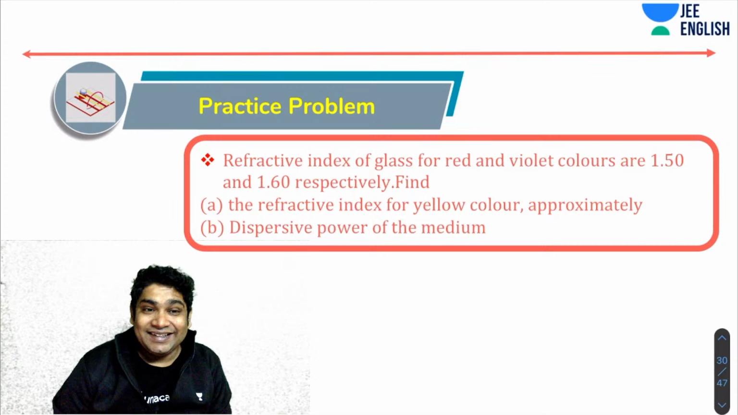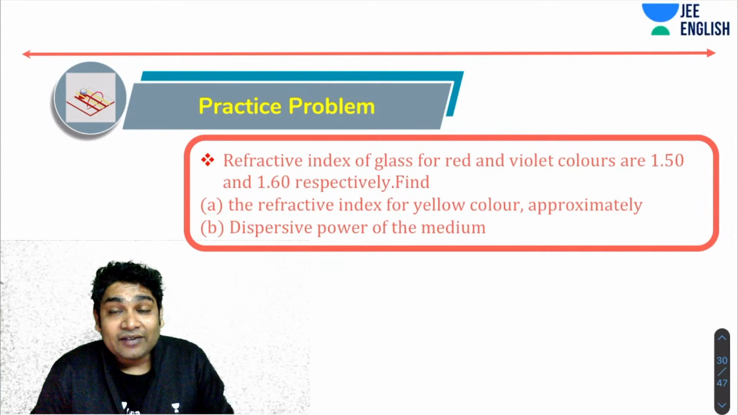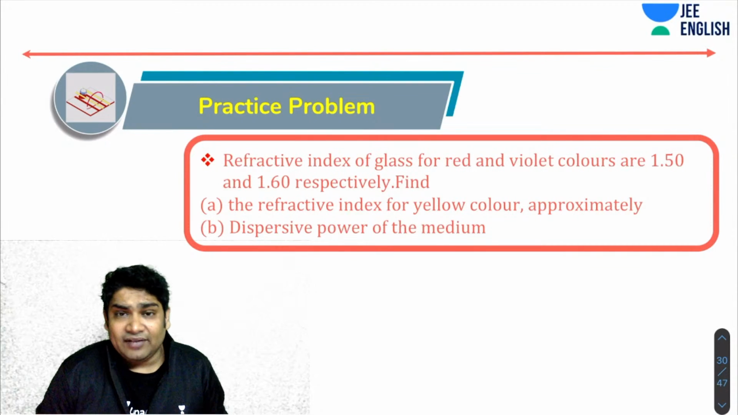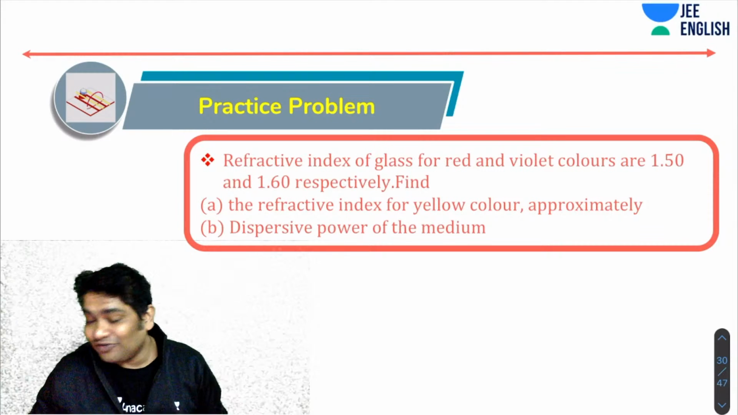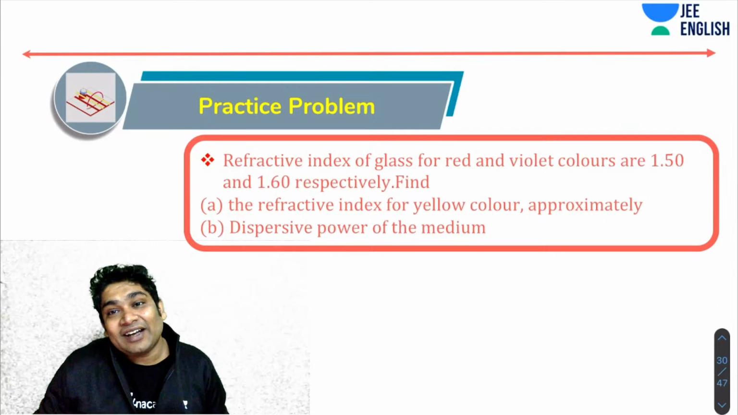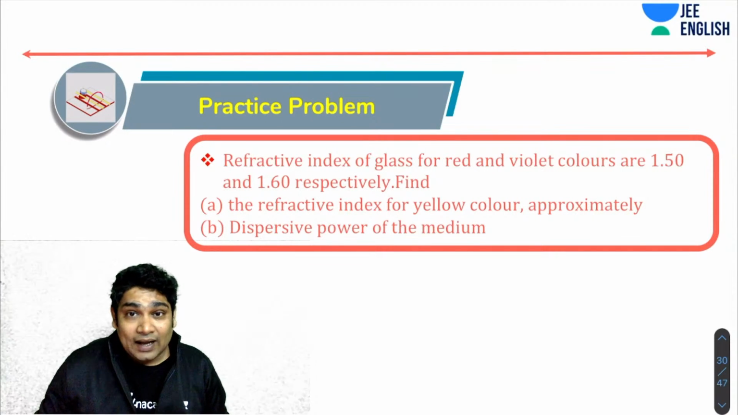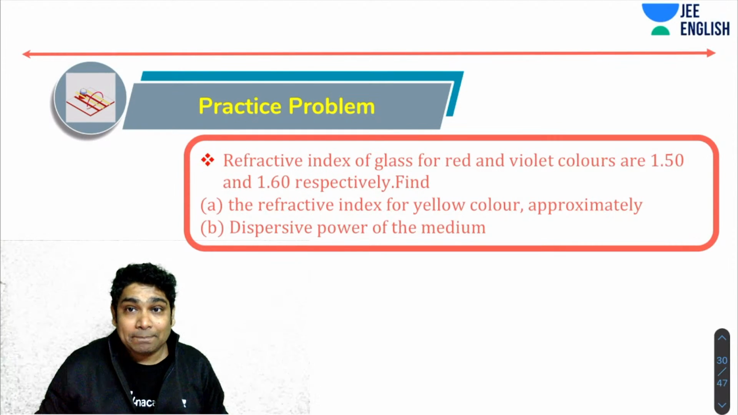All right, so here is a question on prisms, from what we have studied so far. The refractive index of glass for red and violet are given to you as 1.5 and 1.6 respectively. These are not the accurate values, just imaginary values, because 1.5 is actually the refractive index for yellow. So find the refractive index for yellow approximately, and the dispersive power of the medium. It should be simple.